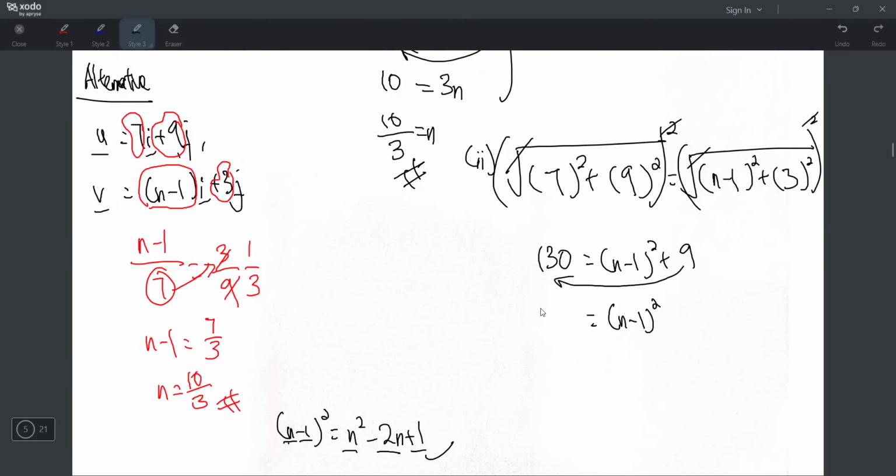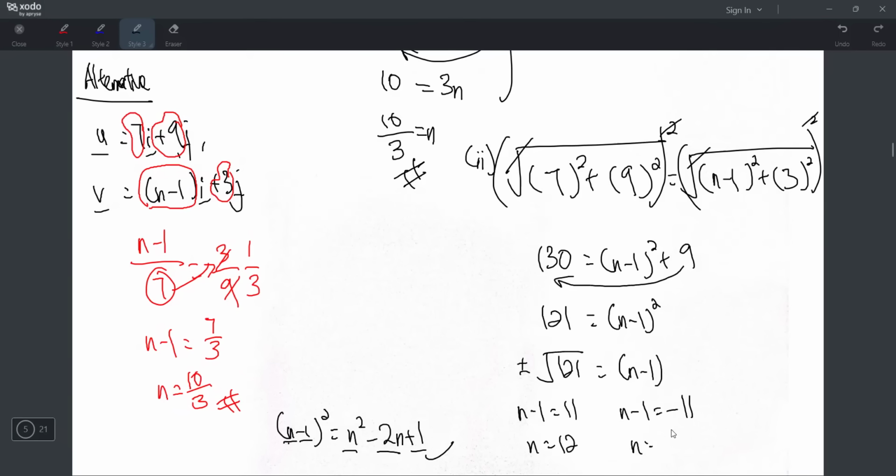Plus 9 moves over and becomes minus, so it becomes 121. Now the square has to go. So when the square goes, it becomes square root. But don't forget, when you square root, there are two answers, plus minus. So now it becomes square root of 121, which if you press the calculator is 11. But there are two answers, plus minus 11. So n minus 1 equals 11. Another one, n minus 1 equals negative 11. So your n is equal to 12.